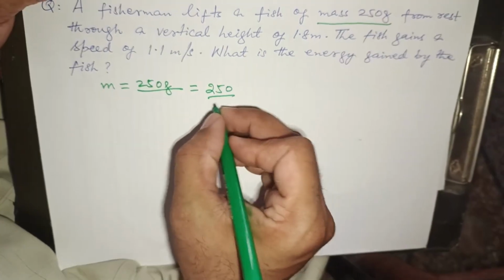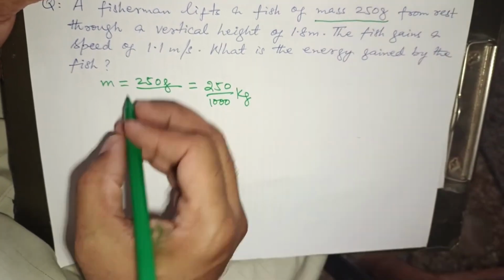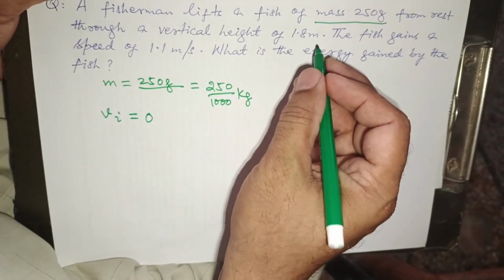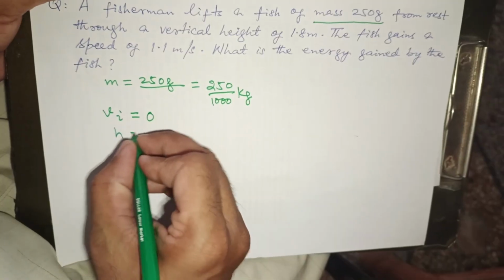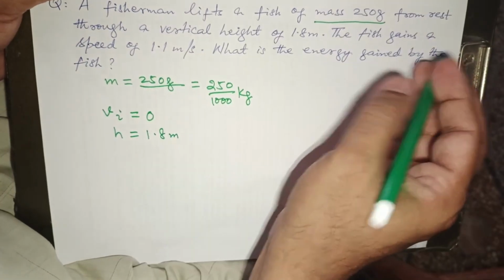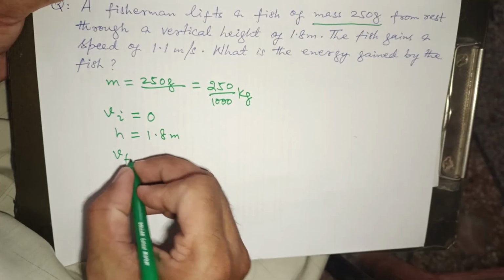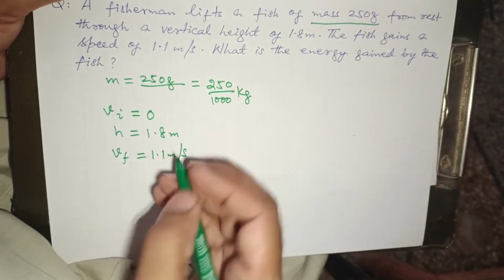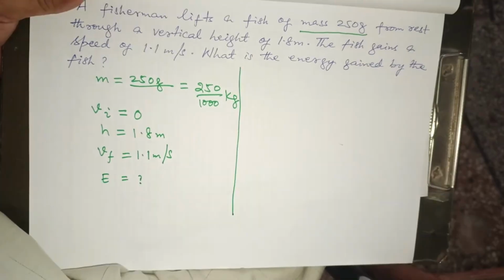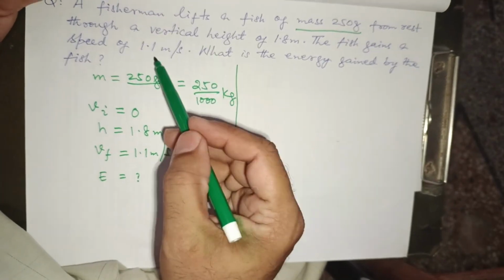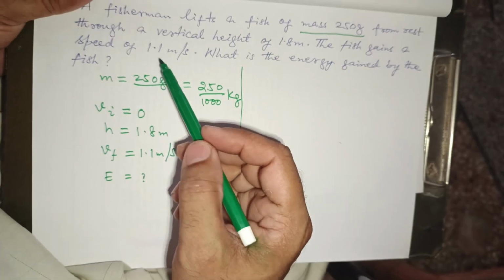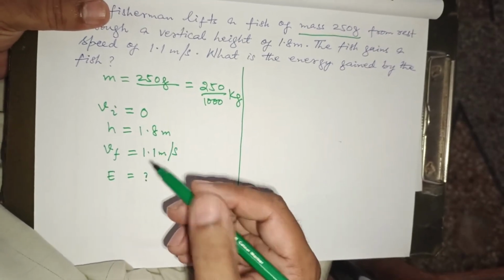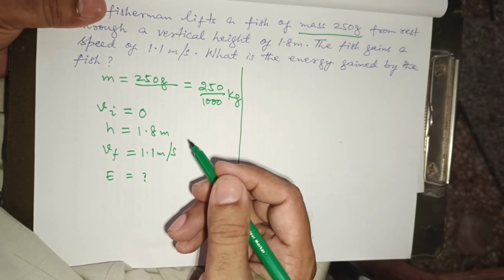250 divided by 1000 kg, from rest, vi equals 0, through a vertical height of 1.8 meter. So height is 1.8 meter. The fish gains a speed of vf = 1.1 meter per second. What is the energy gained by the fish? As the fish is lifted and accelerated as well, because it gains speed, it has both energies, kinetic as well as potential.